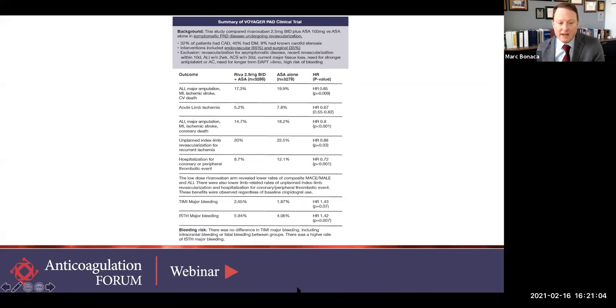Now, there was a bleeding hazard, as you can see, hazard ratio of 1.43 for TIMI major bleeding, about the same for ISTH major bleeding, but no excess in intracranial hemorrhage or fatal bleeding. So Voyager really speaks to the patient profile. And I think we know, regardless of what you use, whether it's aspirin or aspirin and clopidogrel, that there's a very high risk and that dual pathway inhibition therapy is efficacious and that there's a net benefit.